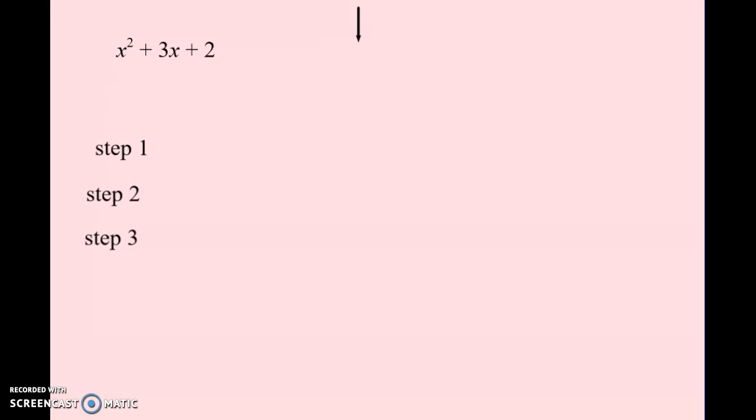Let's start off with a very basic one. X squared plus 3x plus 2. And I know that the first thing you'd look for is a greatest common factor, and there aren't any. And then the next thing you do is set up your diamond. What two numbers multiply together to get 2, but add together to get 3? Simple one, right? 2 and 1 are my two factors.